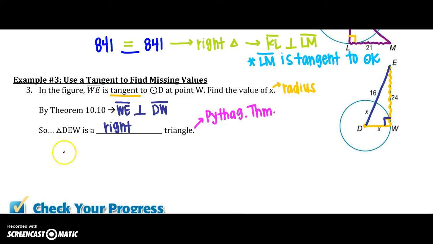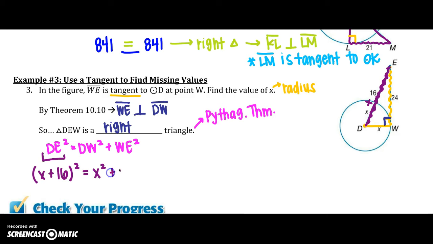Alright, with the right triangle, we can use the Pythagorean theorem, so I know that DE squared equals DW squared plus WE squared. And this is one thing you have to watch out for. DE is this entire length, so it's actually my radius plus 16 more units. So DE is actually going to be x plus 16 squared equals x squared plus 24 squared.